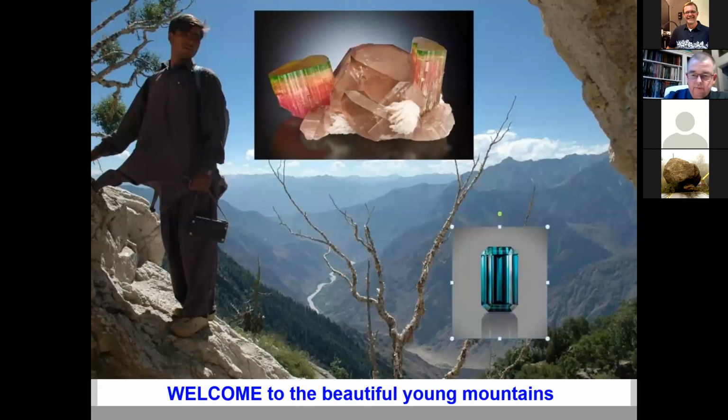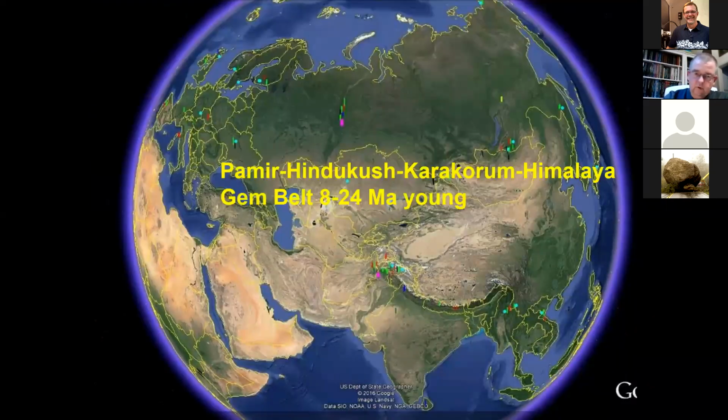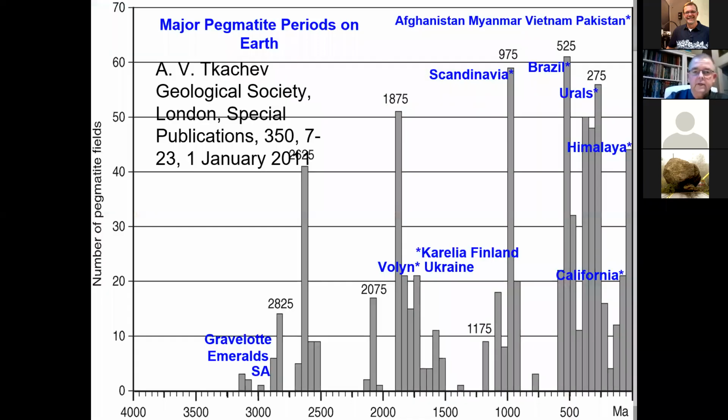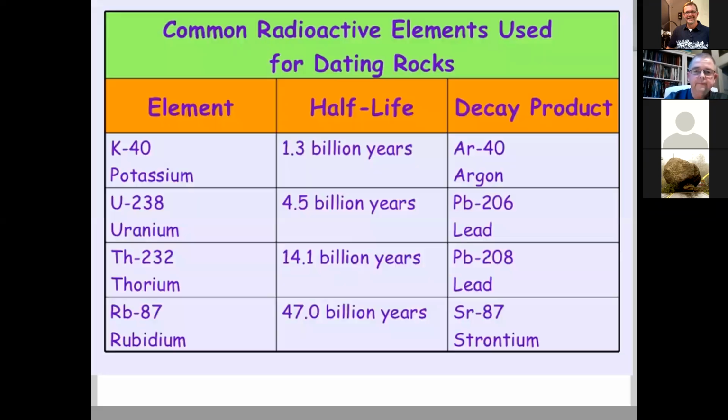So I welcome you to the beautiful young mountains. So I write here 8 to 24 million years old. This map is for gem pegmatites, but we will look at several other types. So when it comes to pegmatites, we will go to the very, very far right here. These are some periods of the Earth's development since 4.5 billion years ago, when there were many pegmatite fields developed. So you can clearly see that there are some specific periods of the Earth's development when there are many fields. And to the very right are the Himalayas. This is just for age dating. We are not going into that.